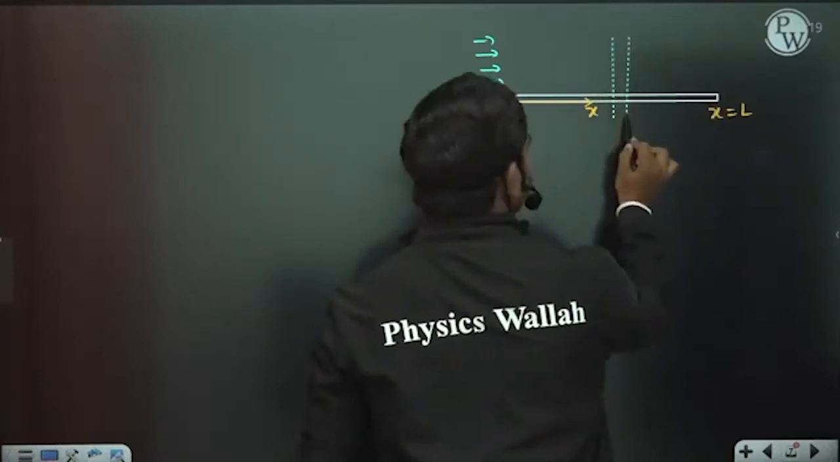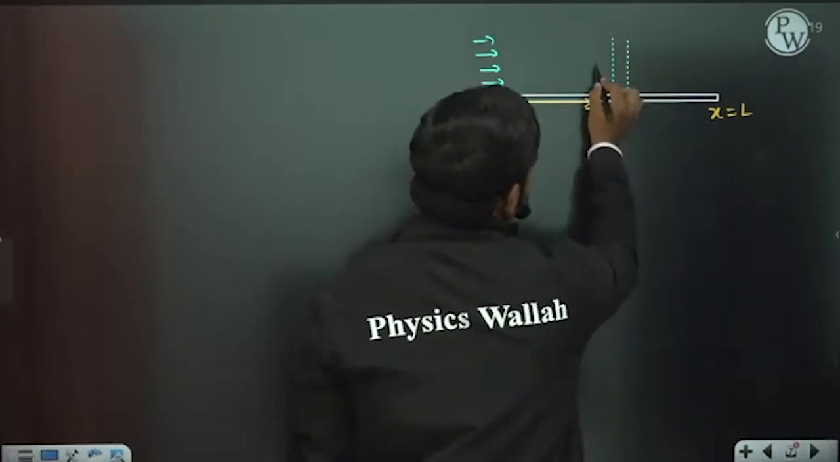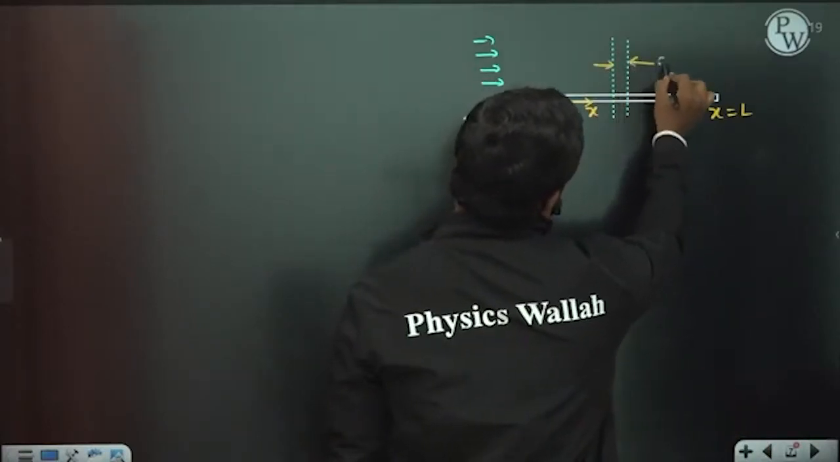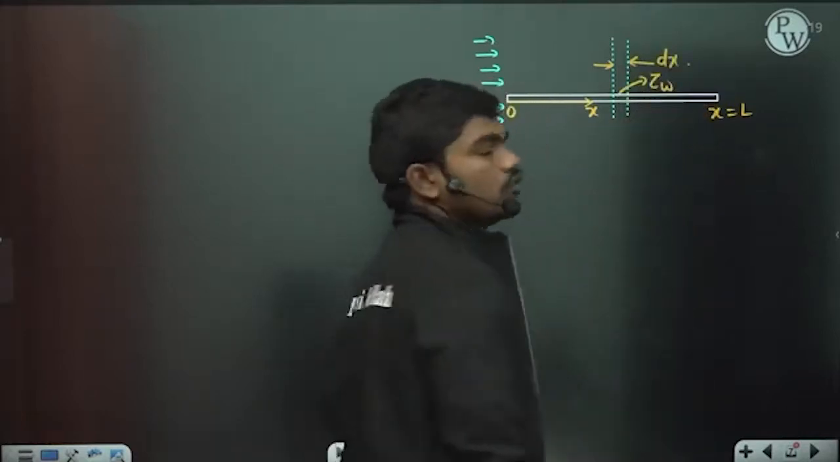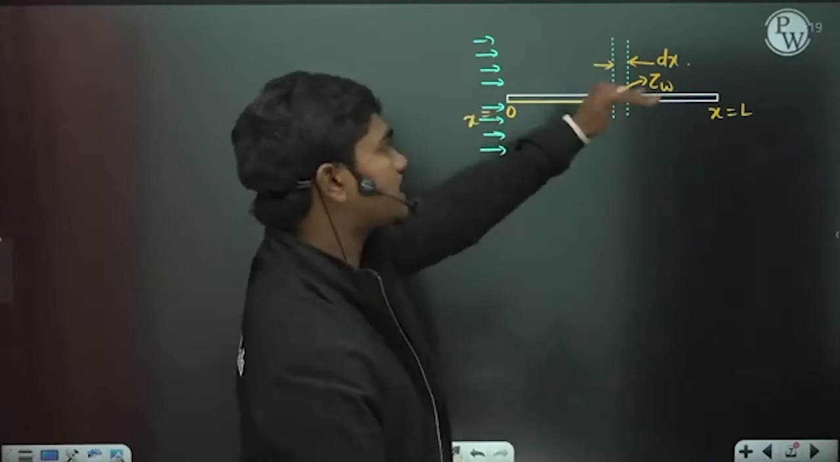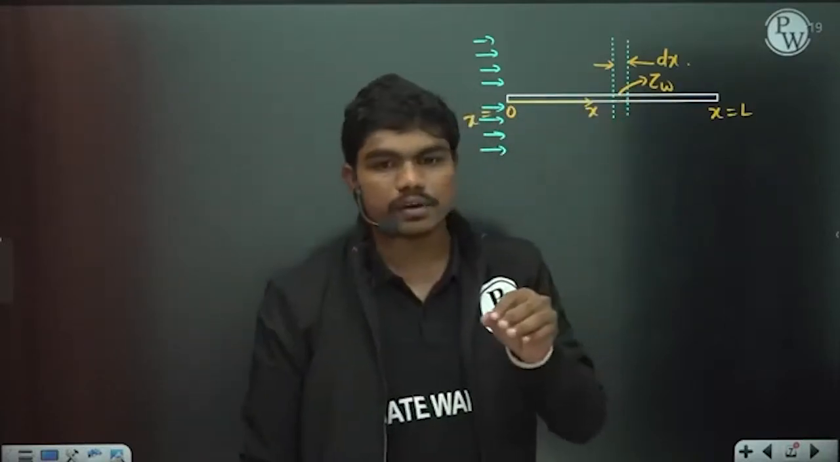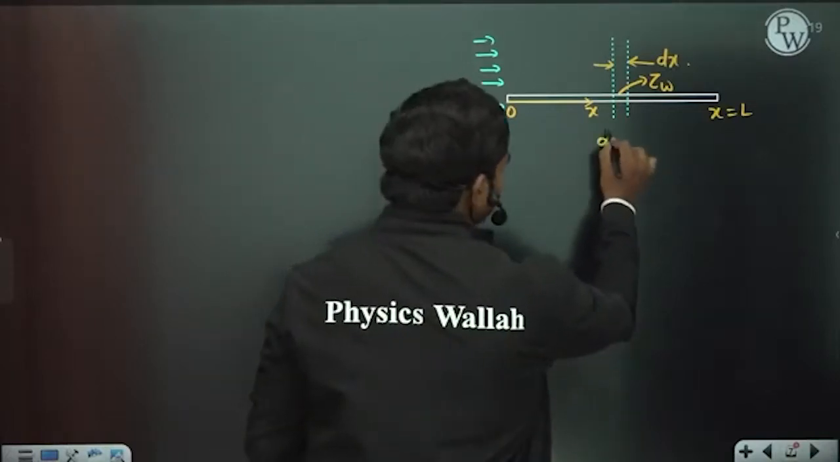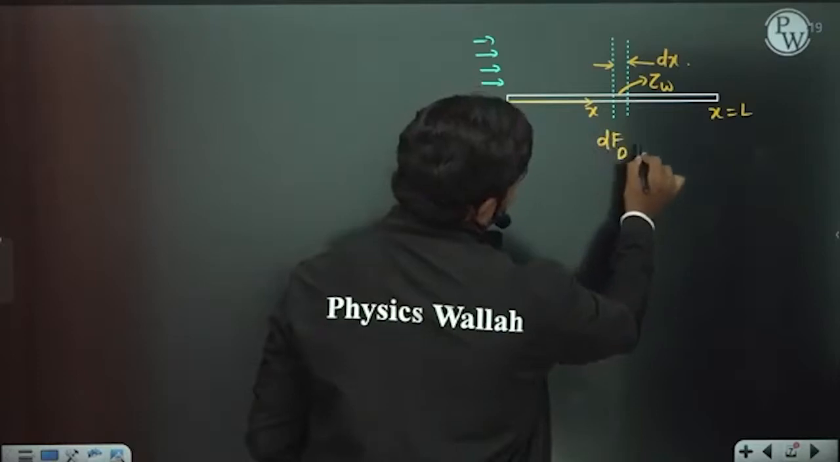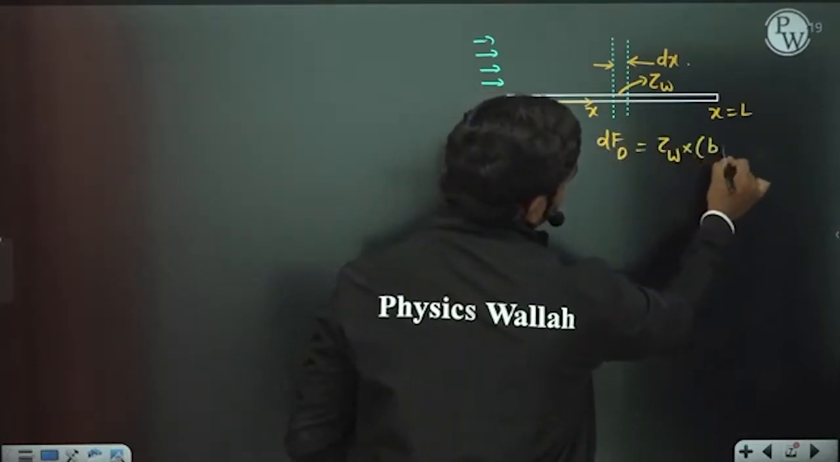If you take a small section out of this plate of length L, let us suppose the thickness of this section is dx, and at this location the shear stress at the wall is tau w. Let us suppose the width of the plate is b. Within this small location, the elemental force acting by the fluid on the plate is equal to shear stress into area, which is b into dx.